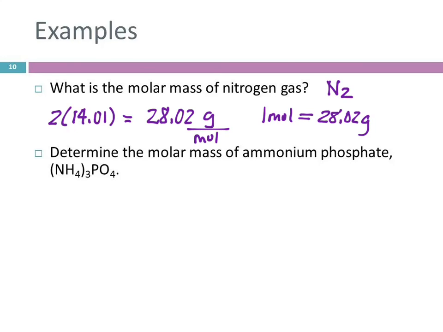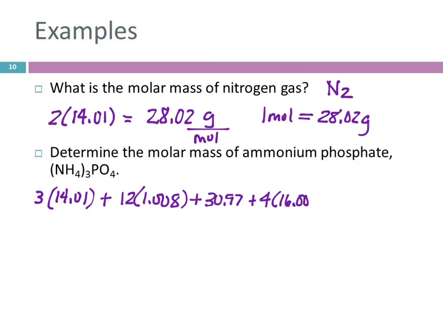How about the molar mass of ammonium phosphate? Well, how many nitrogen atoms are there in the formula? 3. So then we need to multiply the mass of nitrogen by 3, and then we're going to add the mass of all the hydrogens. How many hydrogens are there? 12. So 12 times 1.008. How many phosphorus atoms in that formula? 1. So 30.97. And then we've got 4 oxygen atoms, and those are each 16.00.